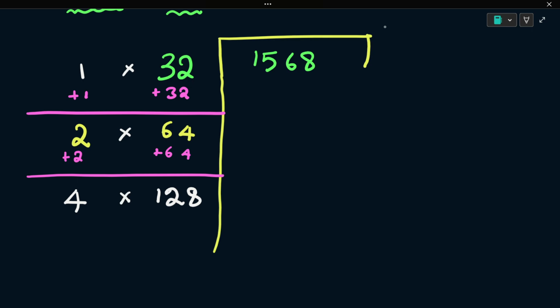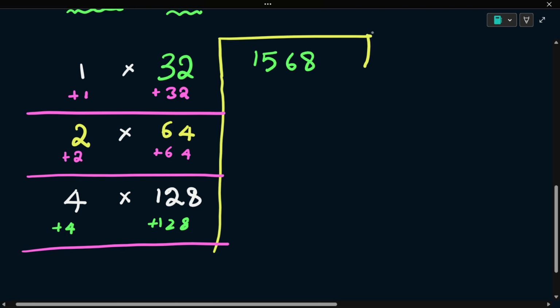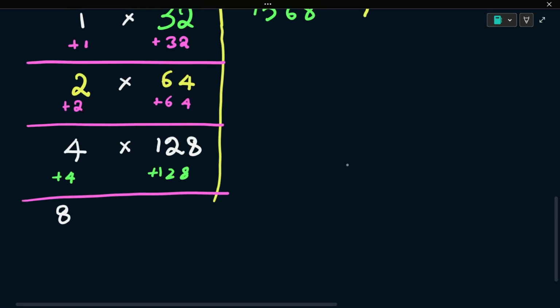Okay, so we got 3 numbers. We need to do just one more time. If you add the same numbers, 4 plus 4 and 128 plus 128, what would be the answer? 4 plus 4 would be 8. And 128 plus 128: 8 plus 8 is 16, 1 is carried to 2. So 2 plus 2 is 4, plus 1 is 5. And 1 plus 1 is 2. So you'll be getting 8 times 256.